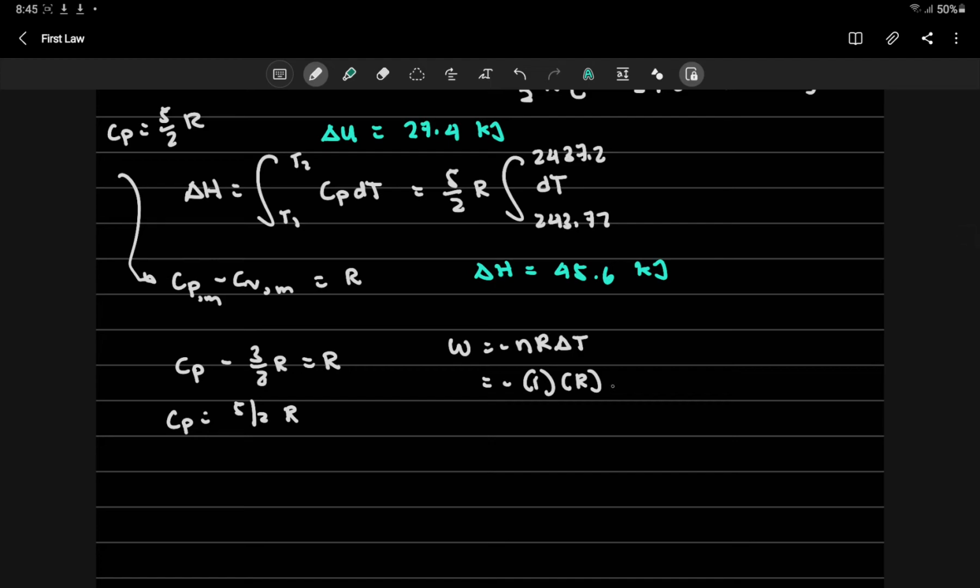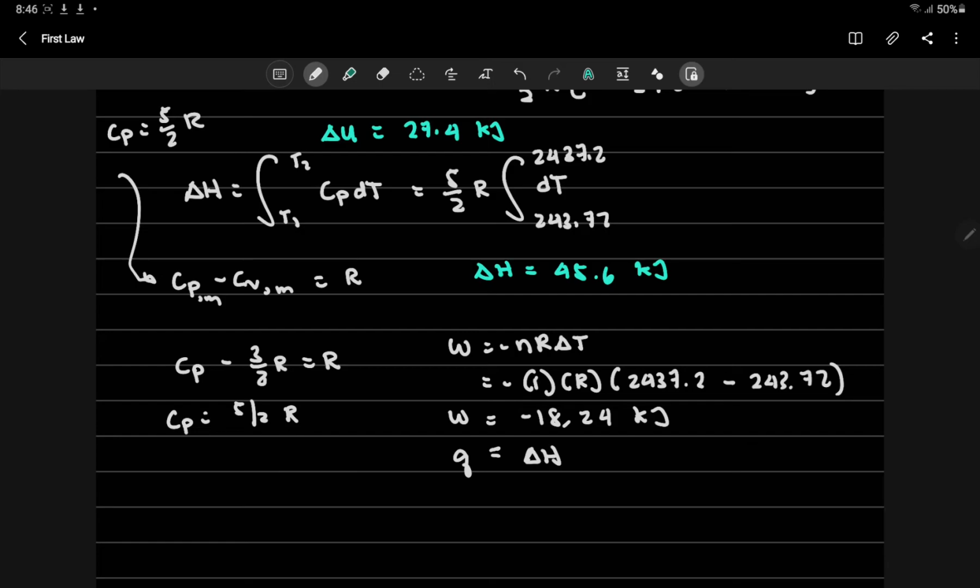And delta T is yung 2437.2 minus 243.72 Kelvin. So ang lalabas dyan, if you're going to use R na 8.314 joules per Kelvin mole and converting it to kilojoules, you will be able to obtain a value of work na negative 18.24 kilojoules. And lastly, alam na natin na for isobaric or constant pressure process, Q is just equal to delta H.